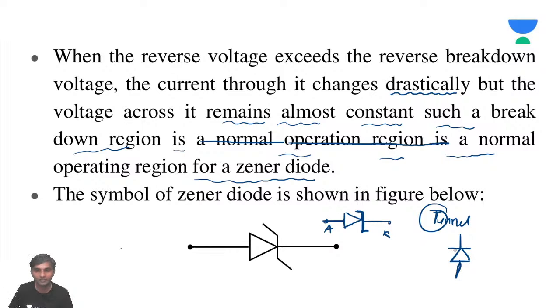I'm just trying to make you comfortable to remember. Is this T or not? If it is a tunnel diode, the symbol contains T. If it is a Zener diode, the symbol contains Z. That's it. Very simple. You will not get confused. This is how you can simply remember.